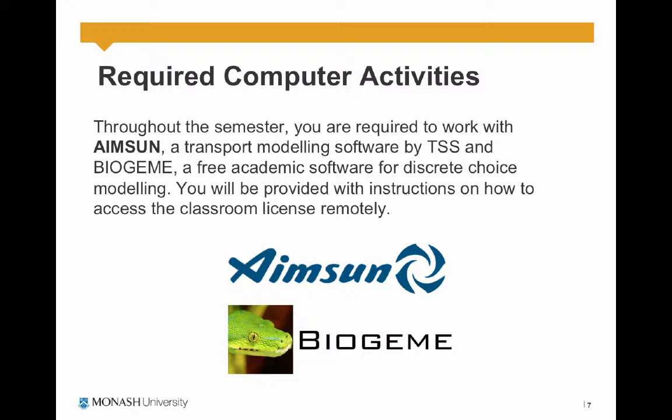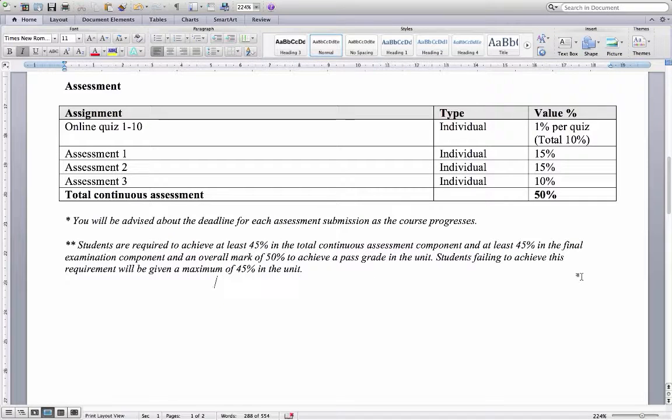There's another software which is called BioGeme. It's a free academic software developed at EPFL Switzerland, mainly for discrete choice modeling. Throughout the semester, you will be provided with instructions on how to install or how to access the classroom license for this software remotely. In this unit, we will have 10 online quizzes.